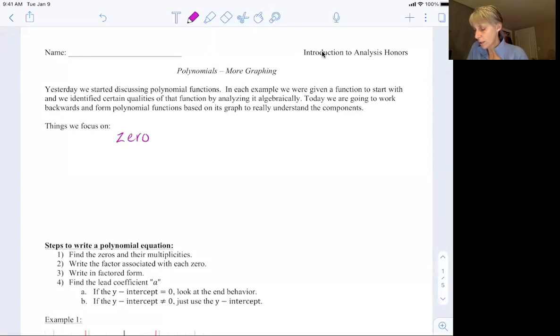Definitely zeros. Zeros are critical to our polynomials, and those are our x-intercepts. Okay. The multiplicity of each zero. And remember, the multiplicity tells us what happens. Okay. If it's an even multiplicity, the graph bounces. If it's odd, it cuts through. We can have it kind of level off and cut through, and then that's an odd number that's 3 or greater.